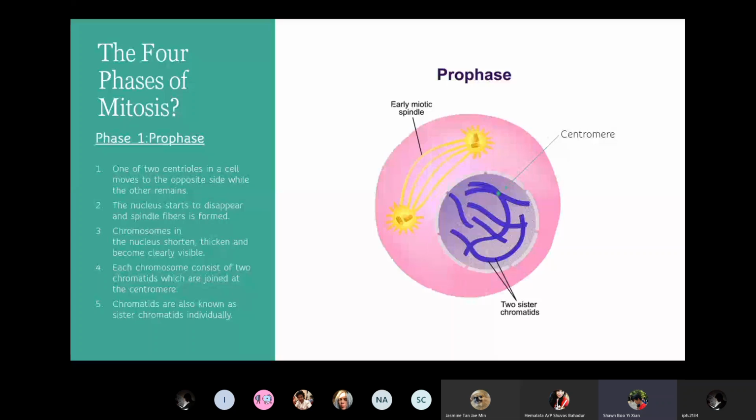So the four phases. Phase one, prophase. One of the two centrioles in a cell moves to the opposite side of the nucleus. The nucleus starts to disappear and spindle fibers are formed. Chromosomes in the nucleus shorten, thicken, and become clearly visible. Each chromosome consists of two chromatids, which are joined at the centromere. Chromatids are also known as sister chromatids individually.